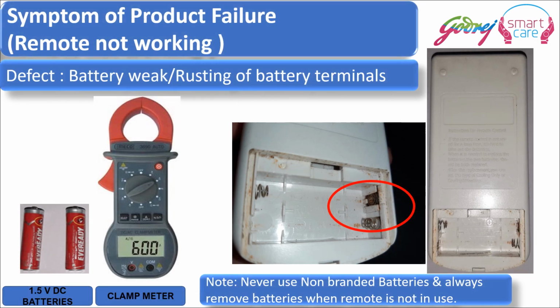Here we are checking whether the battery is weak or rusted. How do we check whether the battery is weak or not? We set the multimeter in DC voltage range and we check the voltage of the battery. For a 1.5 volt battery, if the voltage falls below 1.3 or 1.2, then the battery is considered to be ineffective. Or if there are traces of rust on the terminals which are attached to the battery, this rust will not allow the battery to connect to the remote and the remote will not function.